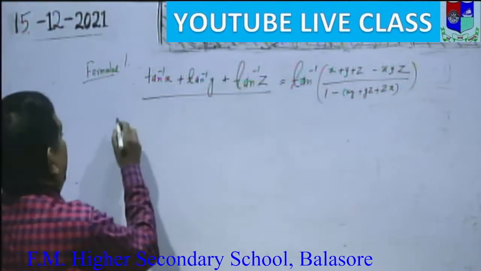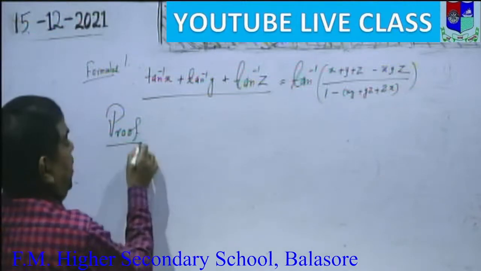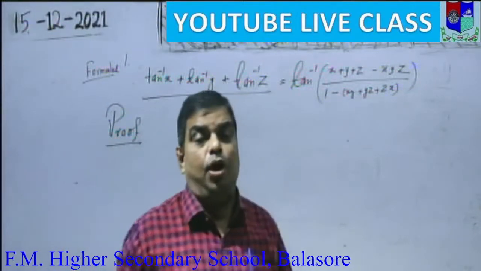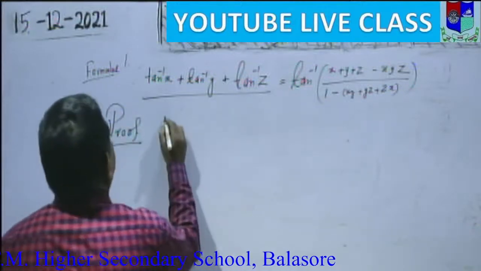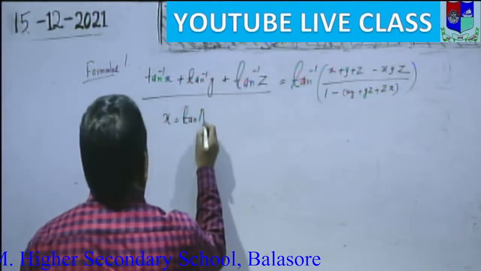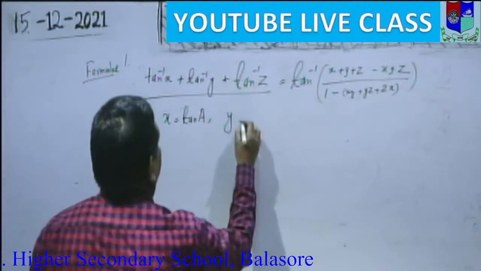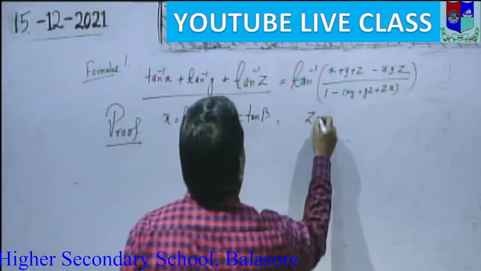Therefore, how can we prove this? We know from trigonometry that the tan a plus b plus c formula exists. Suppose your x is tan a, take x as tan a, y as tan b, and z as tan c.